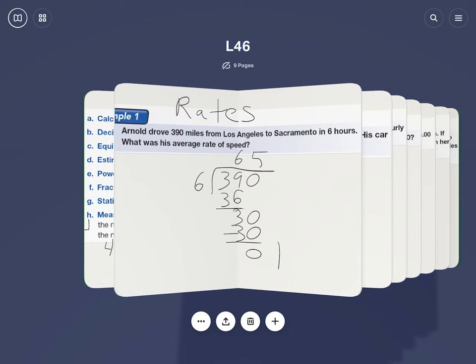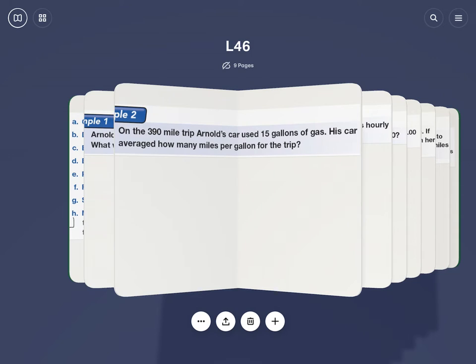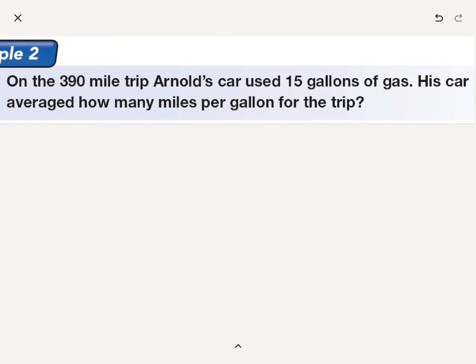And yes, it is a good idea for us to go through these first ones pretty fast because they're all very similar. All right, so on the 390-mile trip, Arnold's car used 15 gallons of gas. His car averaged how many miles per gallon for the trip? So for this one, I'm just going to ask everyone, how do you get the answer? Everyone can just tell me together, because at this point it should be pretty obvious. How do we get the answer to this? We should divide.